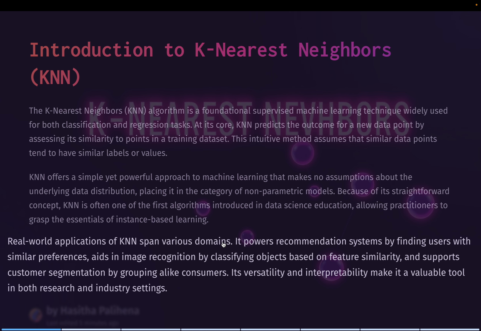So the real-world applications of KNN span various domains. It powers recommendation systems by finding users with similar preferences, aids in image recognition by classifying objects based on feature similarities, and supports customer segmentation by grouping like consumers. Its versatility and interpretability make it a valuable tool in both research and industry settings.